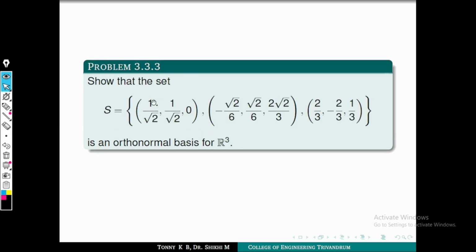As another problem, we have to show that this set is an orthonormal basis for R3. So first of all, we have to show that it is an orthonormal set. For that, we will take each pair.